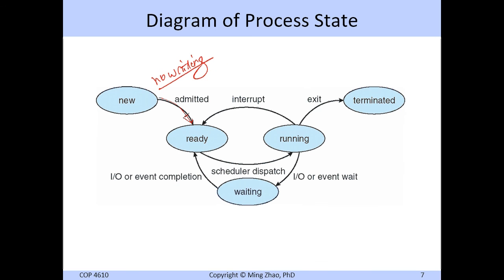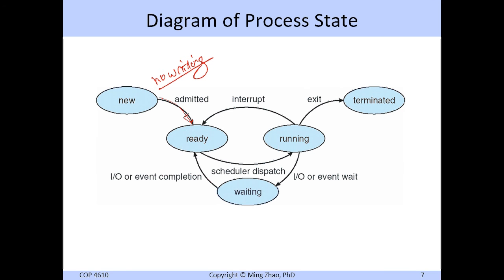At the beginning I mentioned that on a personal computer, for example, we don't really have a long-term scheduler. So a new process is immediately placed into the ready queue, right? So there's no waiting. If we have a long-term scheduler, we have a job queue, then there may be waiting time for a process to stay on the job queue. But without a long-term scheduler, there's no waiting. So the process is immediately admitted into the ready queue once it's created.